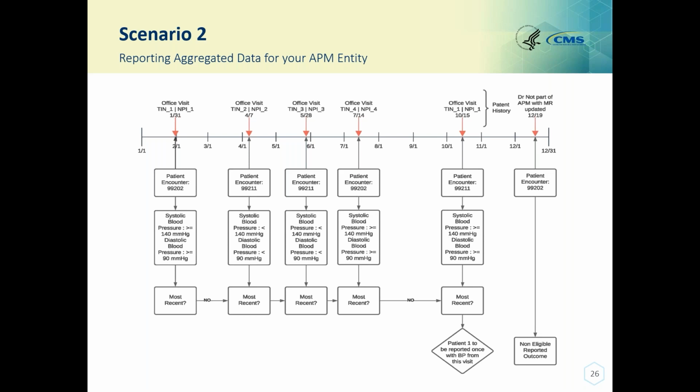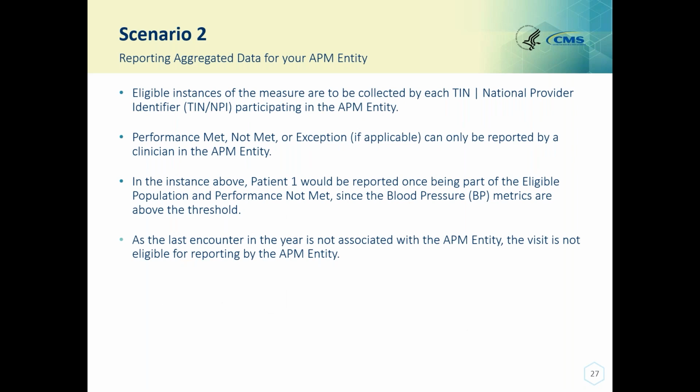The last occurrence of the blood pressure happens outside of the APM entity or ACO. So that's not eligible to be reported. You would only report on the one instance that is the most recent, and it occurs within the APM entity or ACO. Next slide. This basically just summarizes what I just mentioned on how you would report the data: the last encounter of the year that is not associated with the APM entity would not be reported, but the last encounter that is associated would be reported just the one time. Next slide.